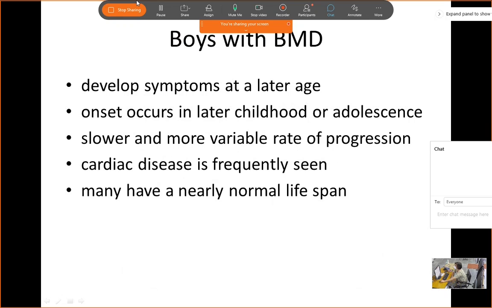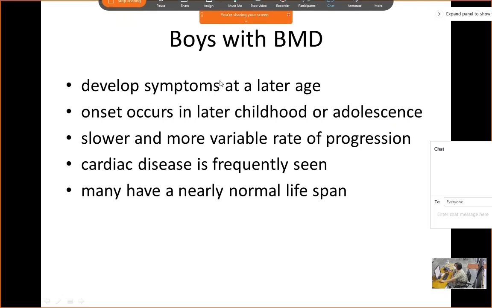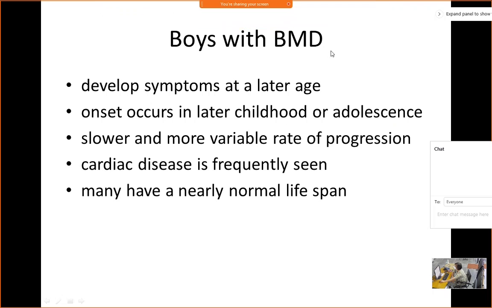So what is the difference with Becker's clinically? Clinically, in Becker's muscular dystrophy, they develop symptoms at a later age compared to Duchenne's, and the onset is in later childhood or adolescence. They are slower. We remember Duchenne's is much more severe. In Becker's it is slower, with a more variable rate of progression. Cardiac disease, however, is frequently seen, but many have a nearly normal lifespan. So this is very important, the difference between Duchenne's and Becker's.